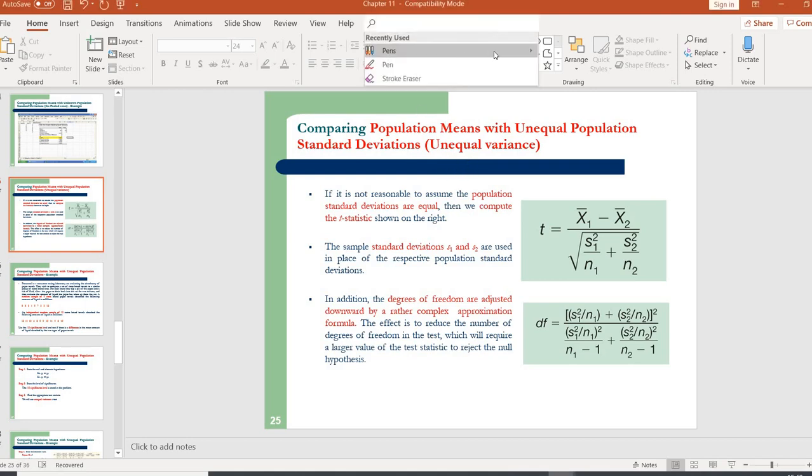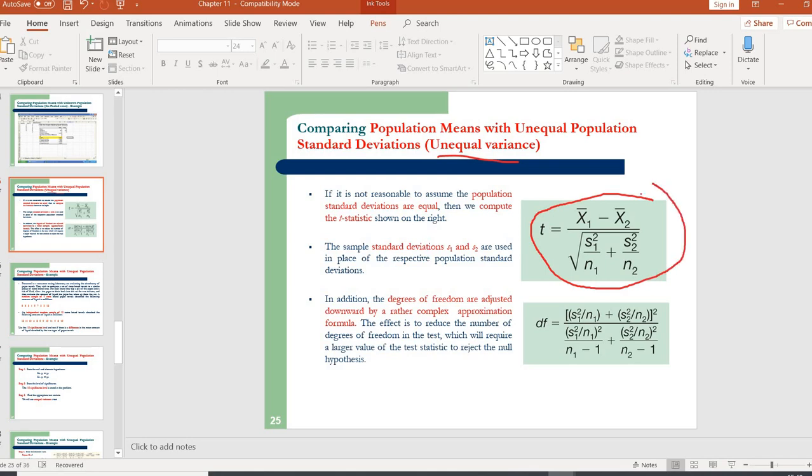In the case where the two populations are said to be independent, but the variances, or the standard deviations, of the populations are unequal, we will use this specific t-test. Here we are saying that if it is not reasonable to assume the population standard deviations are equal, which means that we assume that the population standard deviations are unequal, or we can also say that the population variances are unequal, then we compute the test statistic shown to the right.